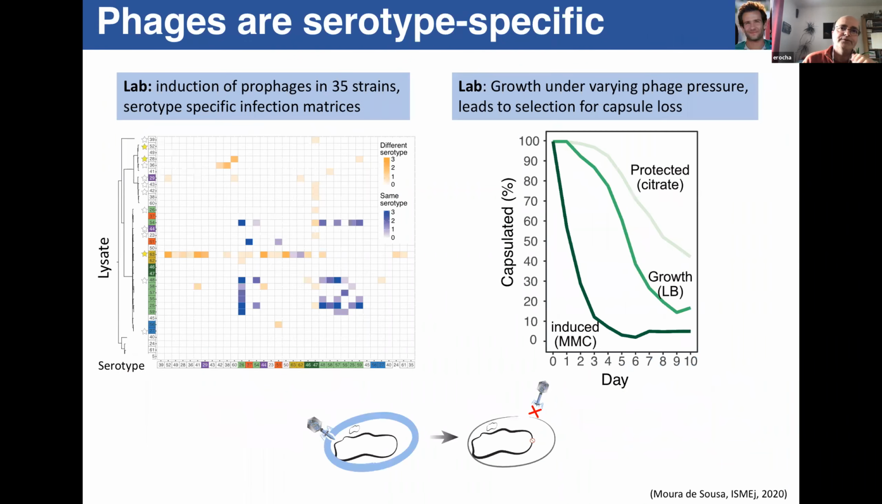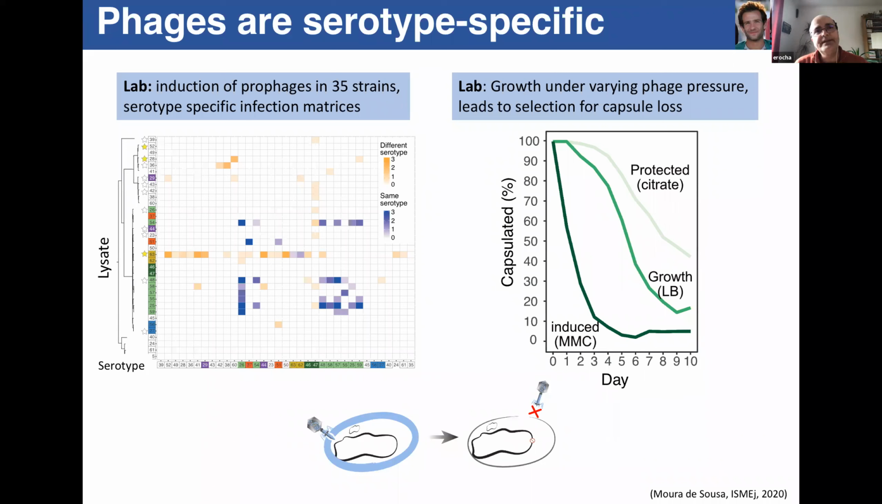So this was fine, and we went to the lab and we wondered, okay, so now if we induce the prophages in these bacteria, how many other strains and what types of strains can they infect? And this is what I'm showing you in my left graph. It's the interaction matrix between the prophages in the bacteria, which is called the lysate, and the other strains in the analysis. And here we have 35 strains of Klebsiella.